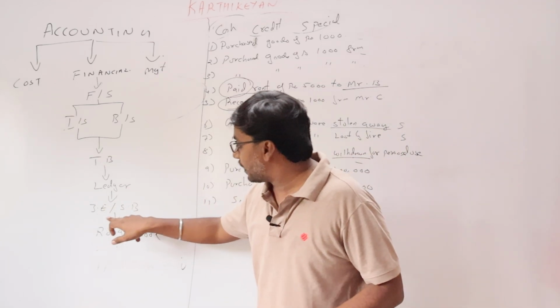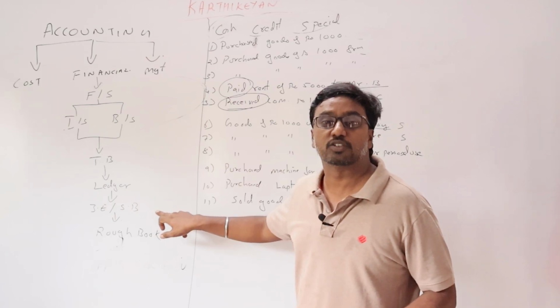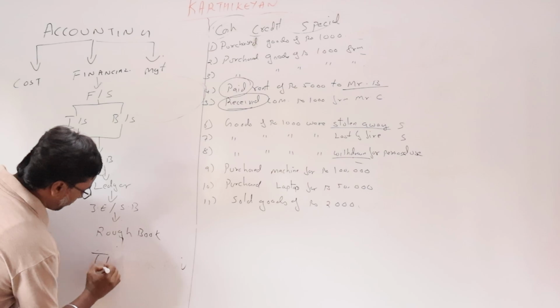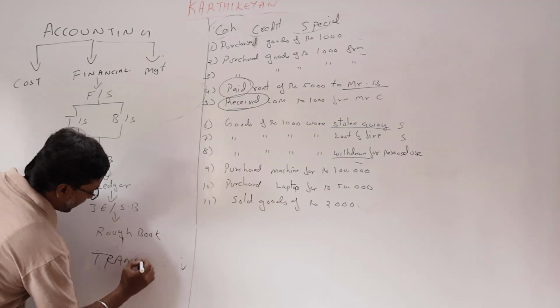And how do we know journal entries and subsidiary books? It is based on the rough book in which you would have recorded your transactions.